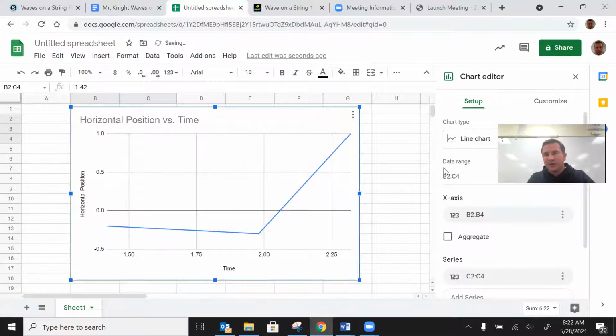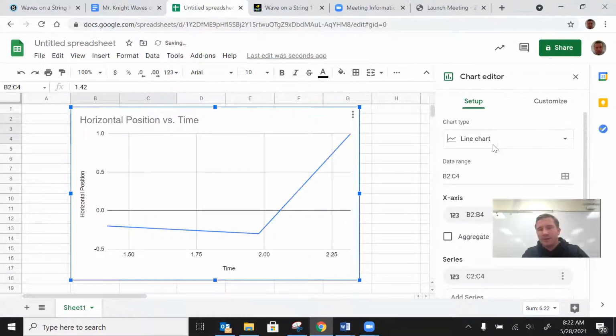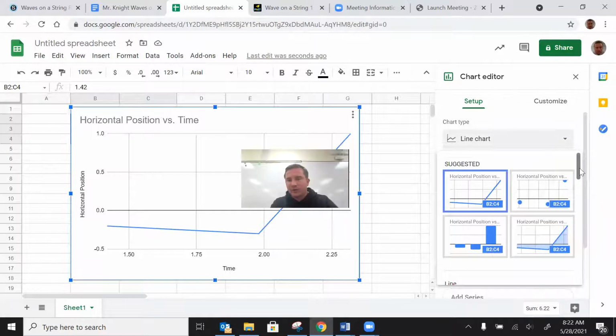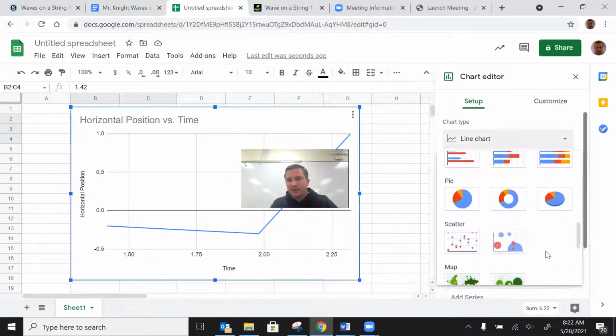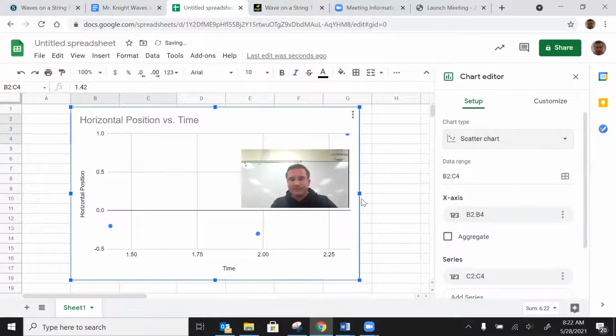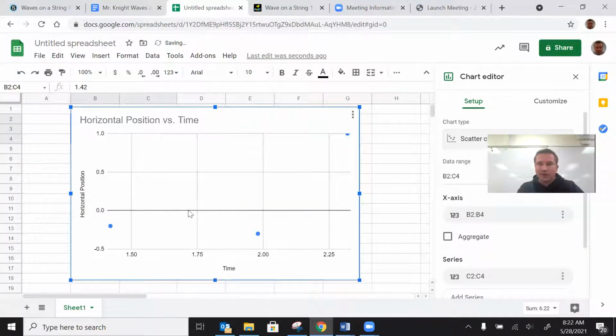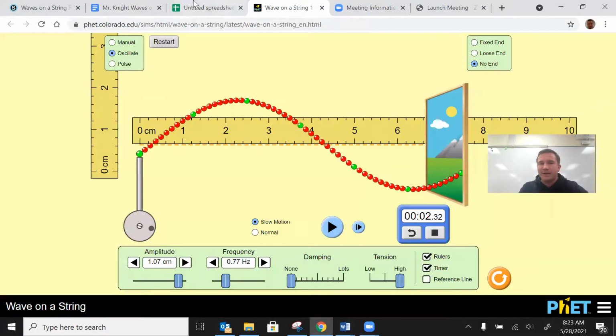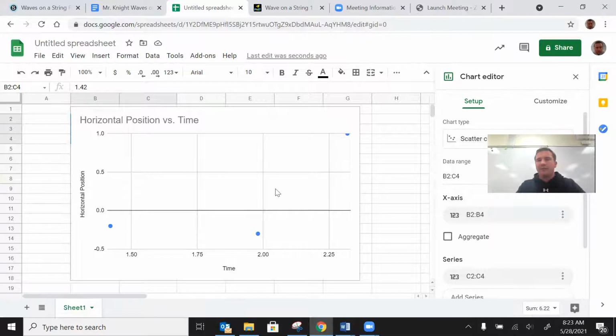It picks a chart for me. We know I don't want a line chart. We've done this before. We want a scatter plot. There's my scatter plot. Dots are all over the place, right? You can see 1, 2, 3 here, but that's what we're working with. You guys will have 1, 2, 3, 4, 5, 6, 7, 8 more data points than I had here. So you should have a little bit more data than I have, but this is what we want.